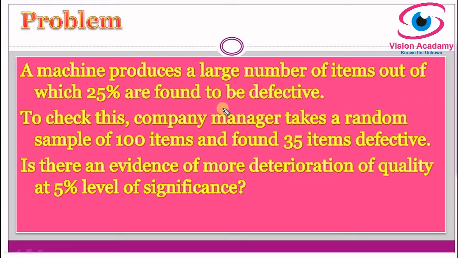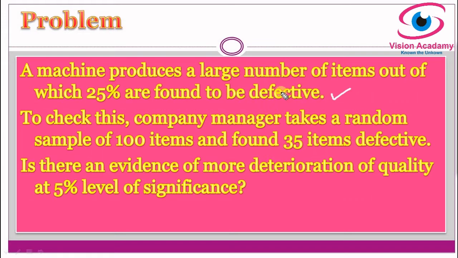As I told you already, you want to think whether we can apply population proportion for this problem, because if you want to apply the population proportion for your testing hypothesis, in the problem you should be able to divide the whole attribute into two categories. For example, male, female, defective, non-defective, like that. If you observe in this problem, a machine produces a large number of items, out of which 25% are found to be defective, which means 25% are defective and the remaining 75% are non-defective.